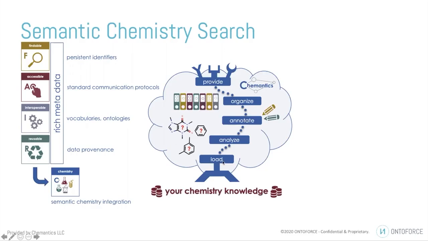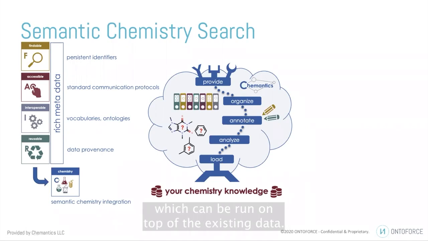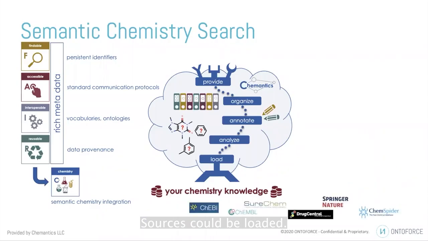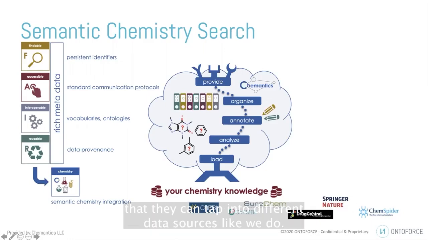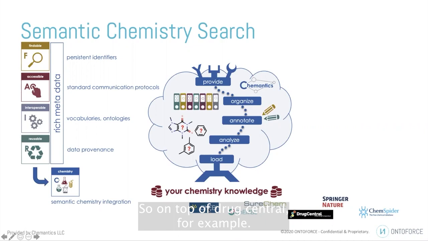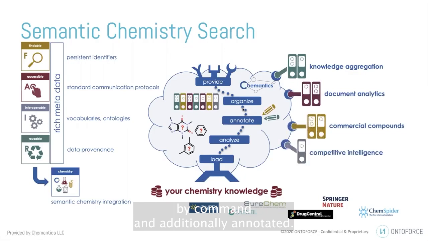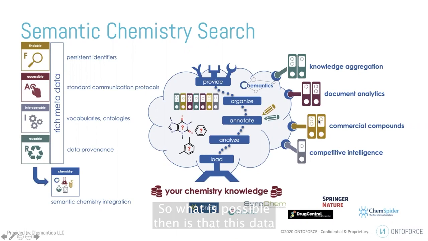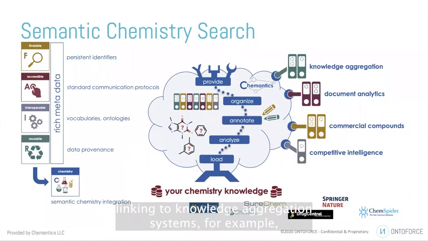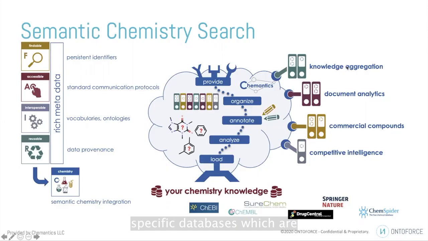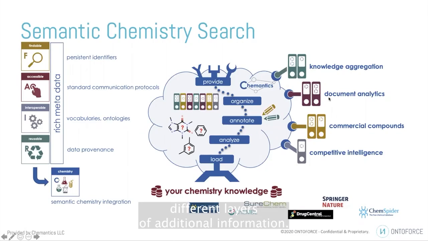What is now the interesting part of this is that this is a system which can be run on top of the existing data sources that could be loaded. You could see this as a kind of additional data source. The nice thing of this is that they can tap into different data sources like we do. So on top of Drug Central, for example, Springer Nature, CABI, which is already available in DISQOVER, this data is processed by Chemantics and additionally annotated. So what is possible then is that this data can be made available for additional linking to knowledge aggregation systems, for example, specific databases which are capturing reactions, which are specifically adding different layers of additional information.